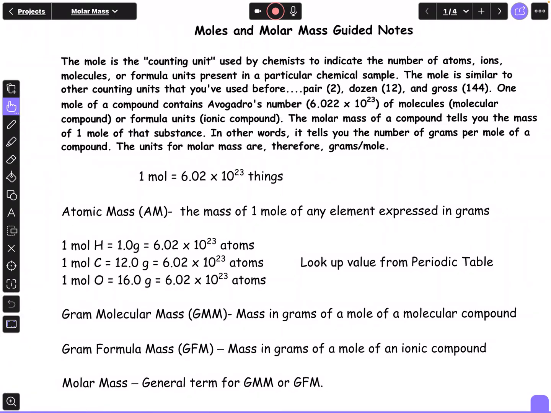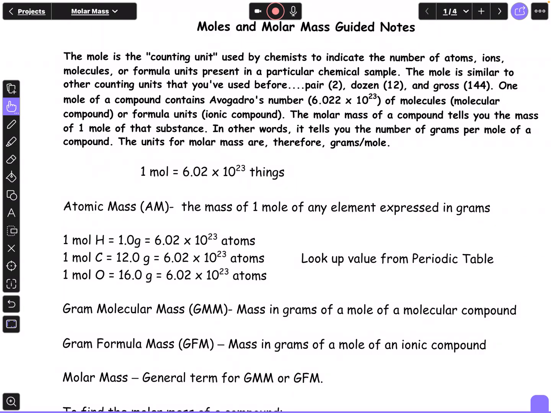Now, the mole is the counting unit used by chemists to indicate the number of atoms, ions, molecules, or formula units in a particular chemical sample. If we're talking about a single element, it would be referring to atoms or ions. If it's a covalent compound, it would be molecules, and formula units is for ionic compounds.